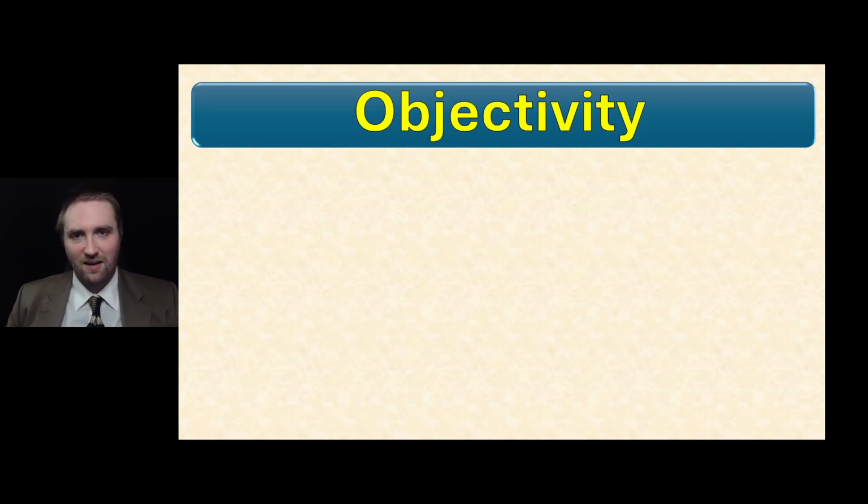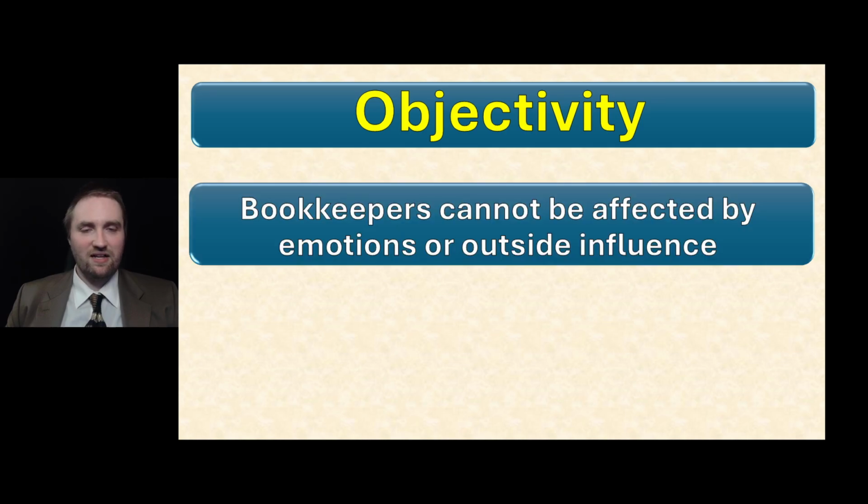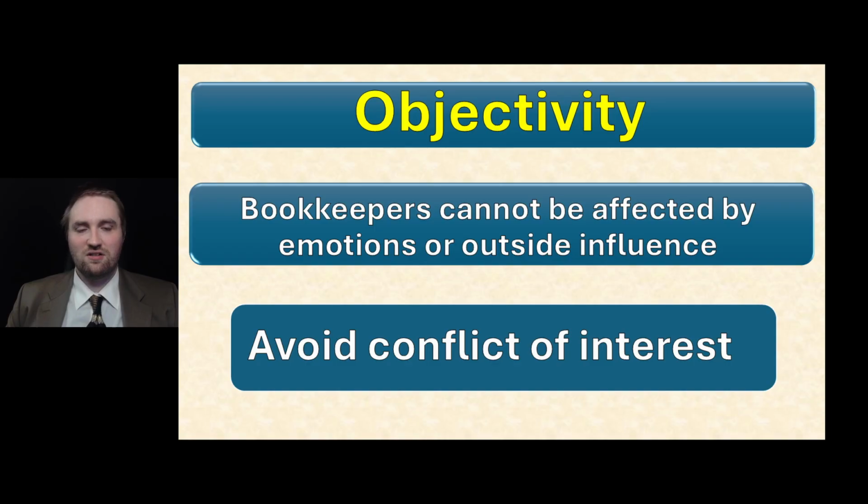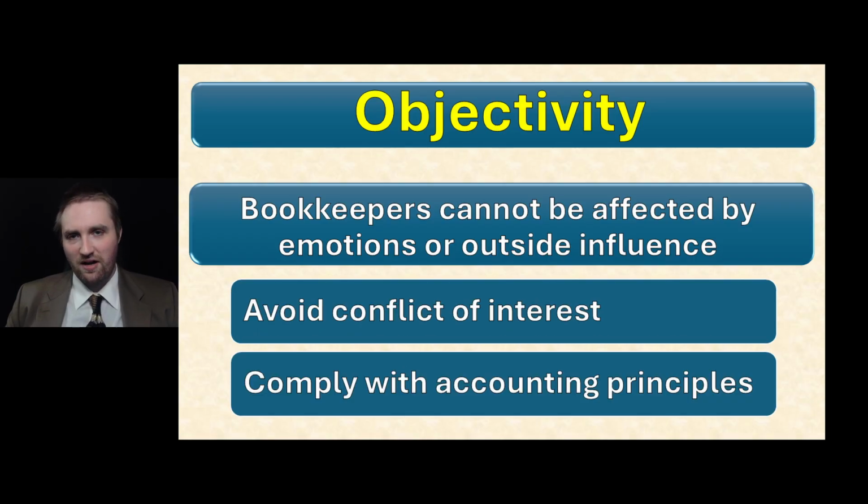Ethic number 2, objectivity. Objectivity means not letting feelings or any kind of outside influence affect your bookkeeping. In other words, things like avoiding conflict of interest, never twisting the numbers, never mixing business transactions with personal transactions, and of course, always complying with the accounting principles, which we'll learn in a minute. An example of objectivity would be having the opportunity to tweak a number to get a loan and deciding, nope, I'm going to stay objective and I'm going to leave the numbers the way they are.